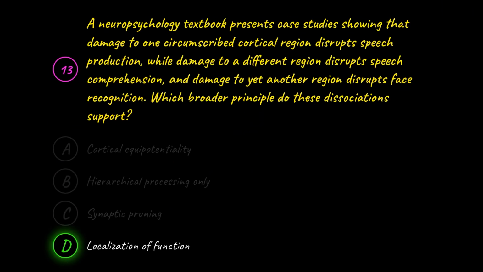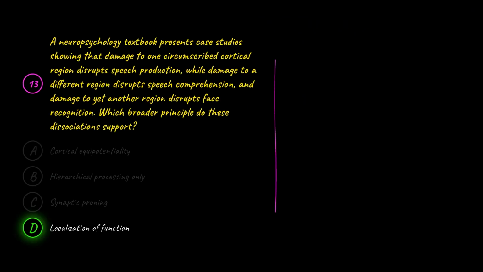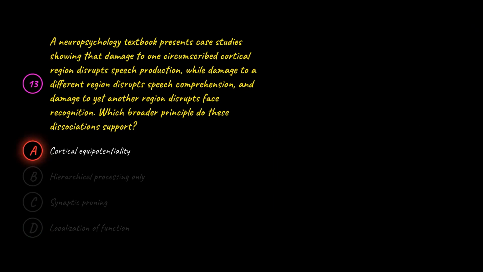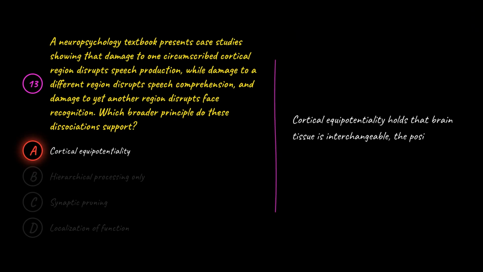The correct answer is D. Localization of function. D is correct because localization of function is the principle that specific cortical regions support specific cognitive operations, supported precisely by cases in which a focal lesion knocks out one ability while sparing others. A is wrong because cortical equipotentiality holds that brain tissue is interchangeable, the position contradicted by these dissociations.